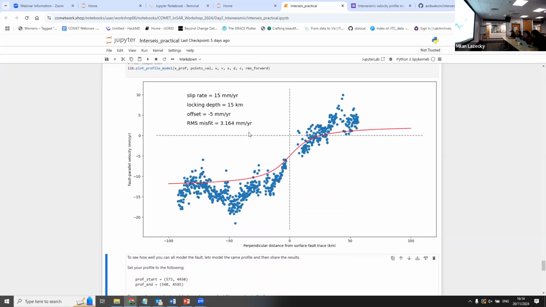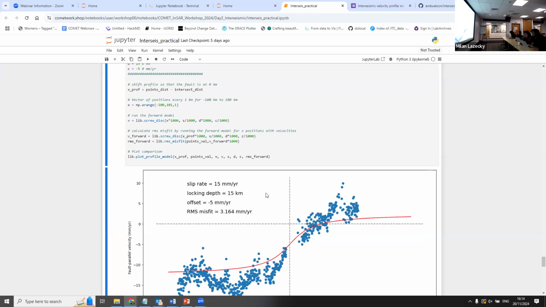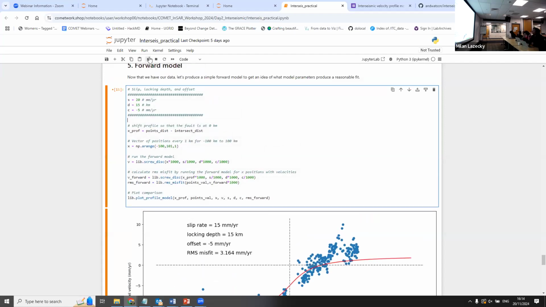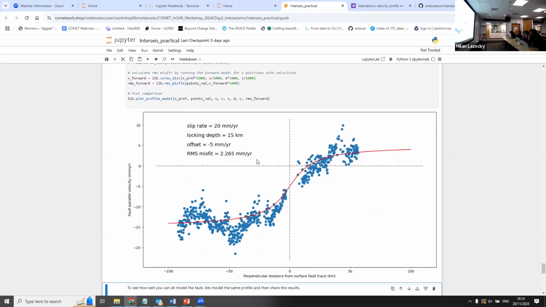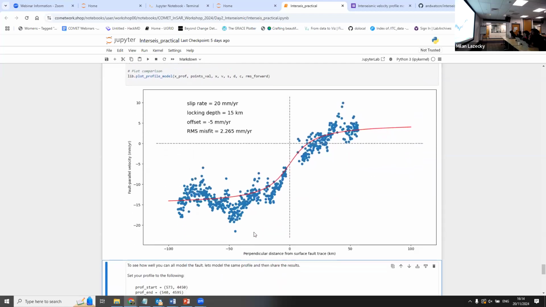Normally, what you do is minimize this RMS misfit. From this profile, you can see that the step size is a little bit small. So you can let the slip rate be a little bit larger, like 20 millimeters per year, and run this cell again. Now you can see the RMS reduced a lot, from 3 to 2.2. You can play with this.